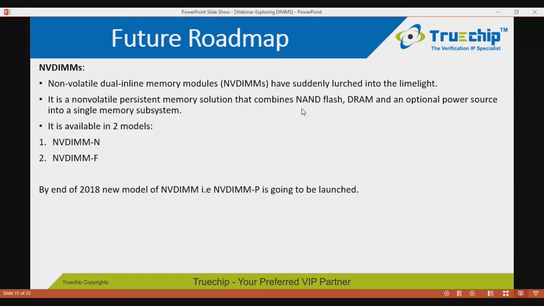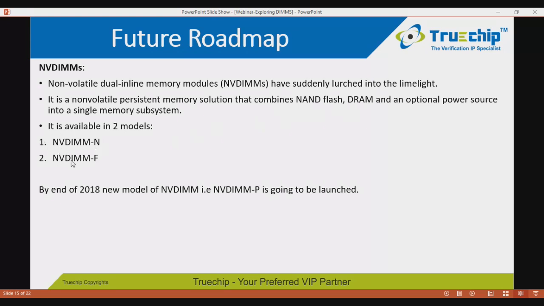This allows the data to be instantly available without reloading from the device when the power is restored. There are two distinct NVDIMM models available. Both promise huge performance benefits and are poised to impact everything from data centers to smartphones. One type of NVDIMM is NVDIMM-N.